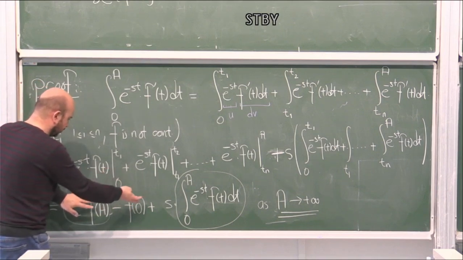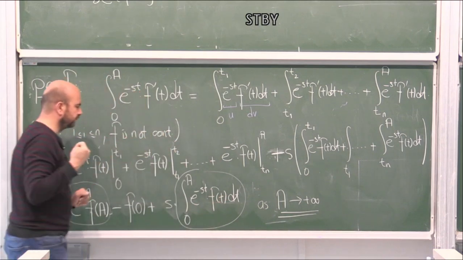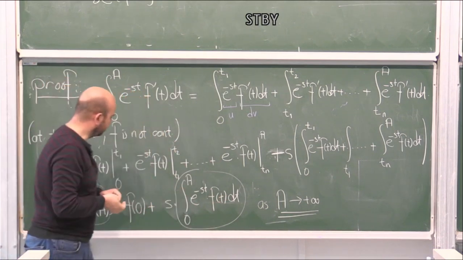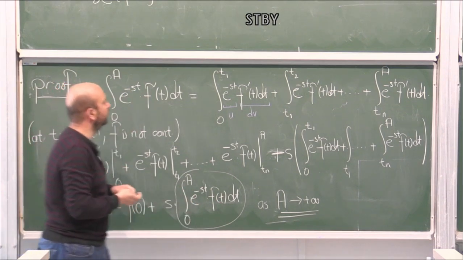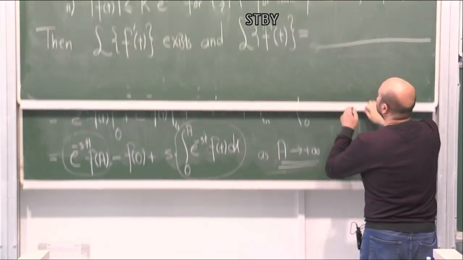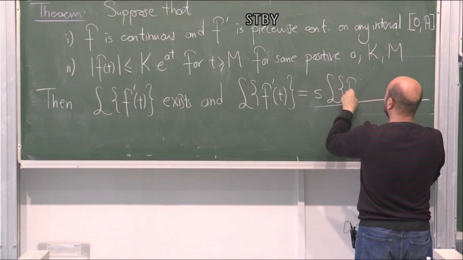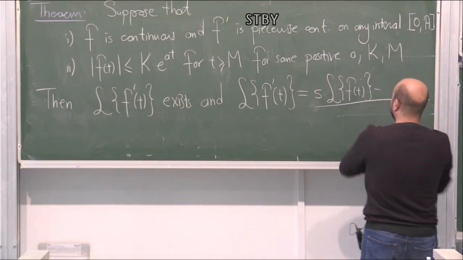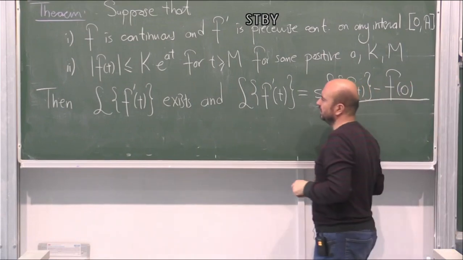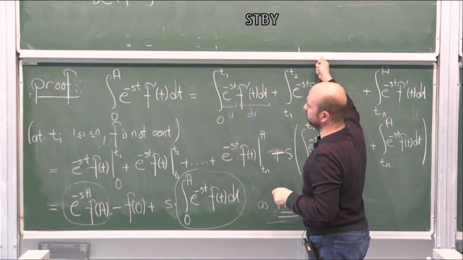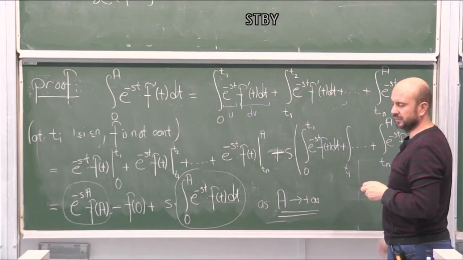This is just the f of 0 value. And this is the Laplace transform of the f function. So then the formula says that we have s times the Laplace transform of f minus f of 0. So this is s times the Laplace transform of f minus f of 0. This is what we get. All right. So now we know how to transform the derivative.